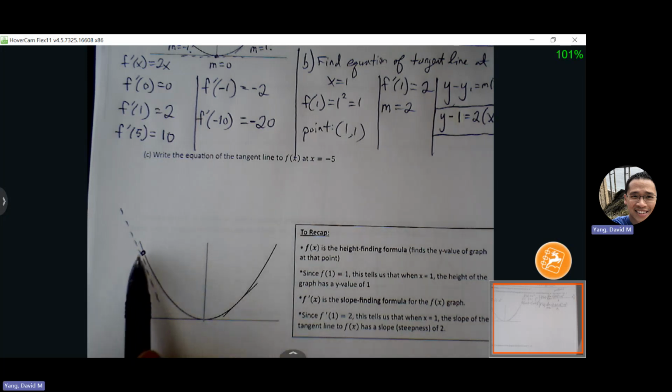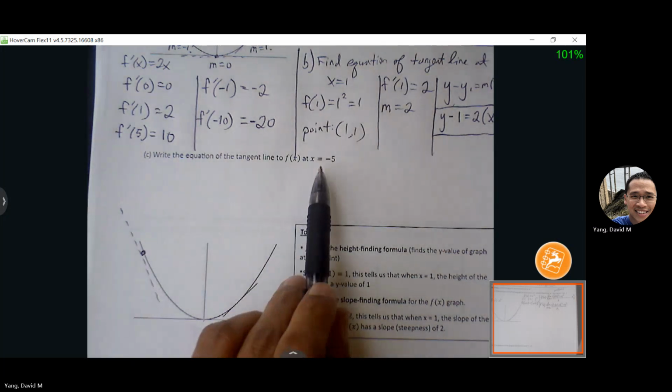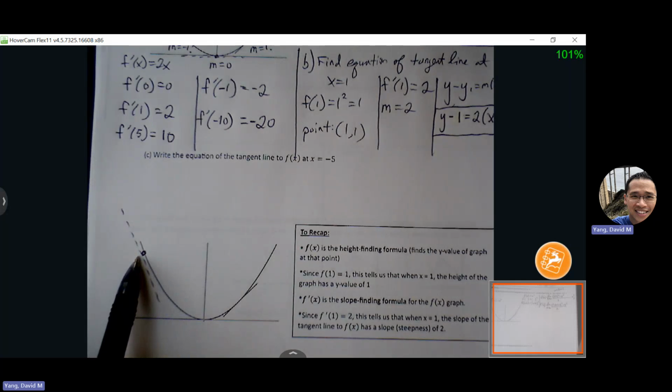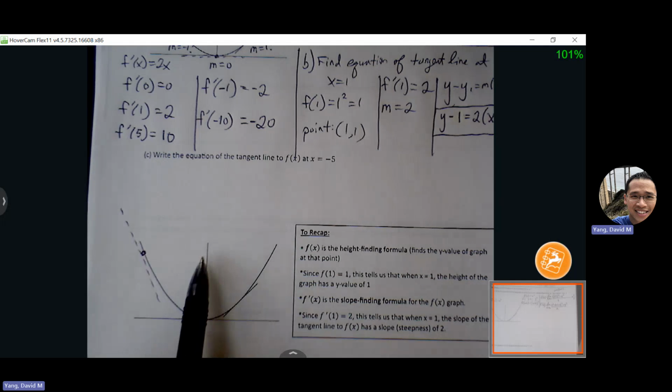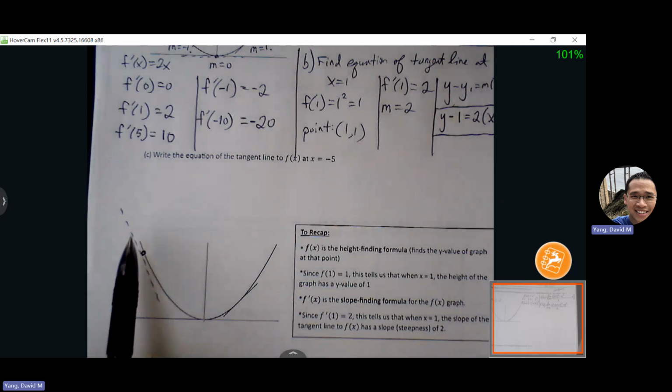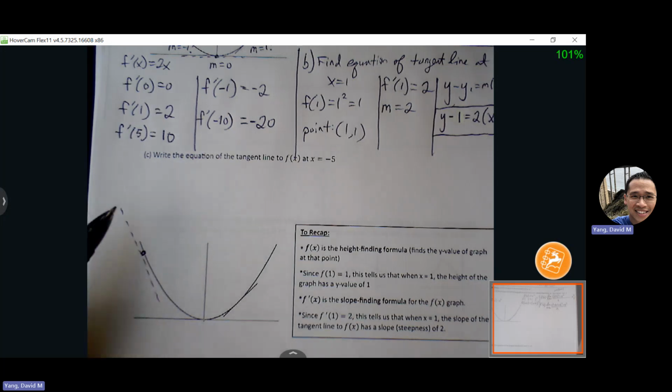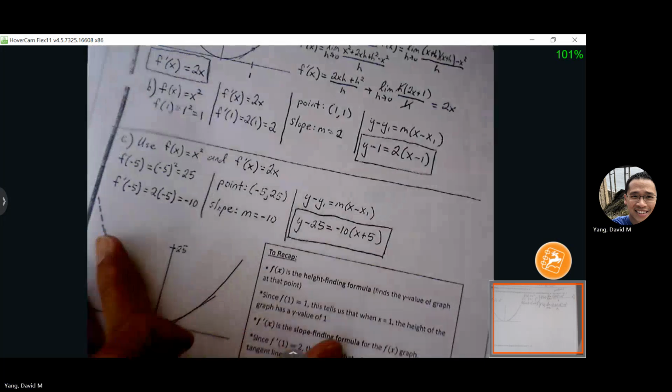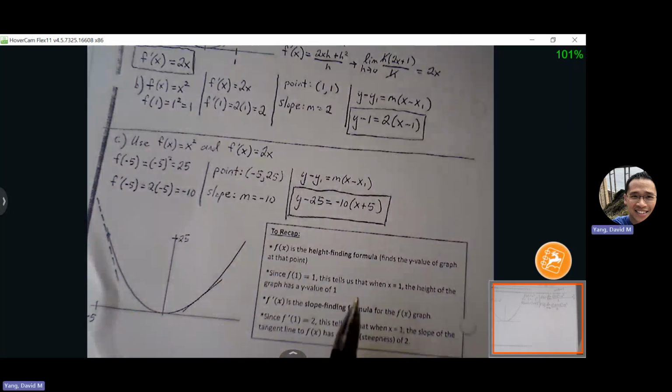Okay, what's my ordered pair at this point? (-5, 25), right? Okay, yeah. So this point is really high up on the y-axis, on the y value here. And then what's the steepness of this point on this curve? -10, because you simply plug -5 into the derivative, sorry. 2 times -5 is -10, and then you just put it in point-slope form. Yes.